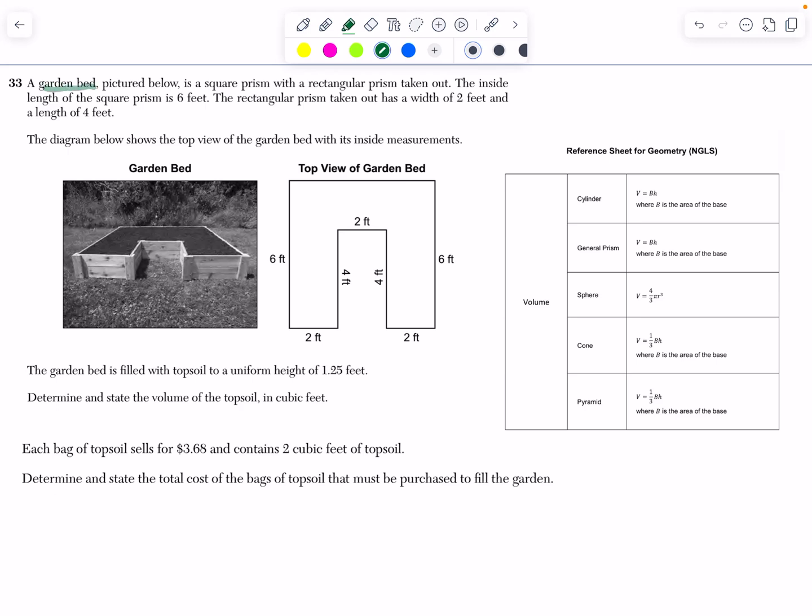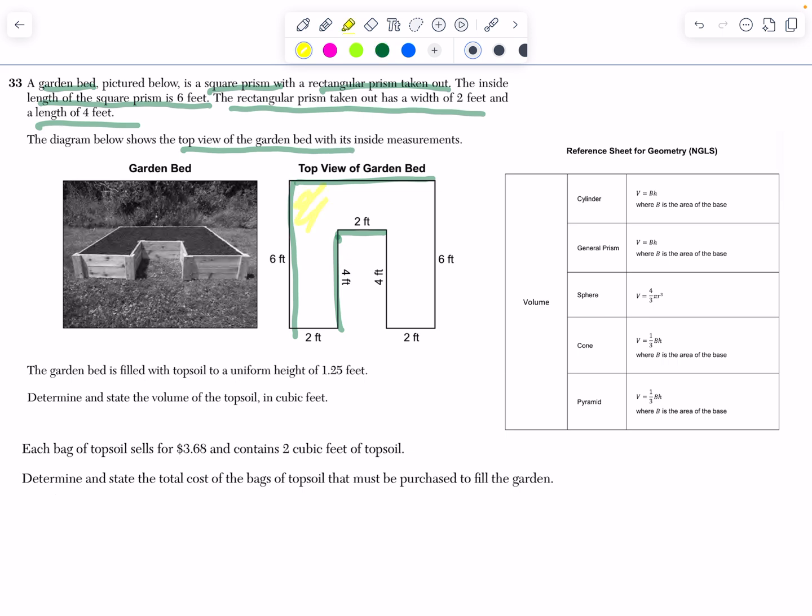A garden bed pictured below is a square prism with a rectangular prism taken out. The inside length of the square prism is 6 feet. The rectangular prism taken out has a width of 2 feet and a length of 4 feet. The diagram below shows the top view of the garden bed with its measurements.